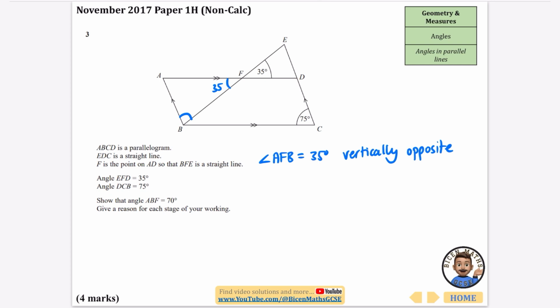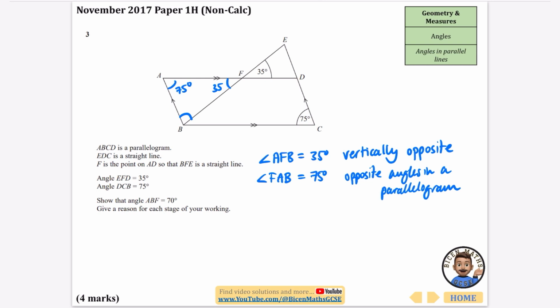Now that I've worked out that one, I actually think I can work out what this one over here is. This one is going to be 75 degrees because it is a parallelogram that we've got here, and opposite angles in a parallelogram are equal to each other. So angle FAB, remember the A is in the middle there, is 75 degrees, and we can just say that they are opposite angles in a parallelogram. A lot of writing in these angles reasons questions.